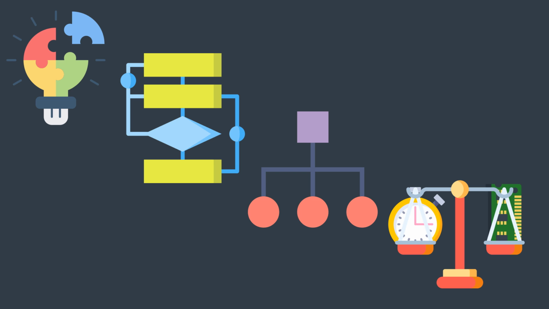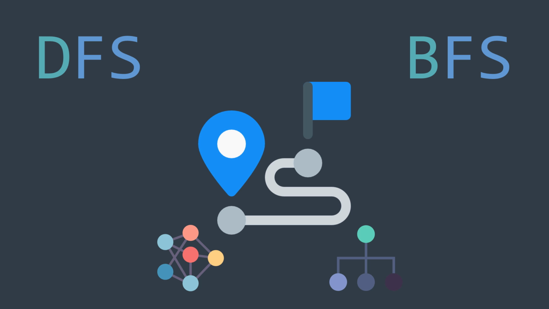Now we arrived at the end of the video. In brief, DFS and BFS are two algorithms used to traverse trees and graphs in different ways, and they are both useful and interesting to know. You just need to know when to use one over the other.